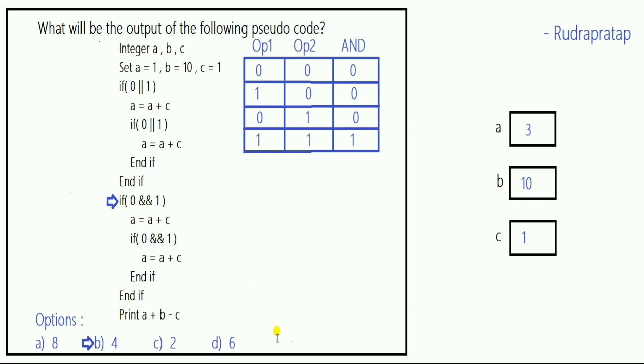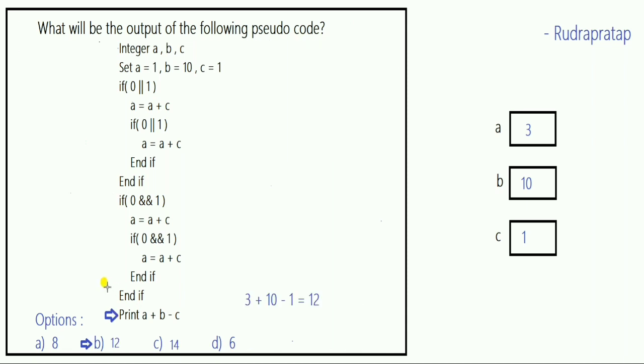After that we have a print statement which says a plus b minus c. So value of a is 3, value of b is 10 and value of c is 1. So 3 plus 10 minus 1 which is 12, and we got our final answer option number B, 12. Let's move to the next question.